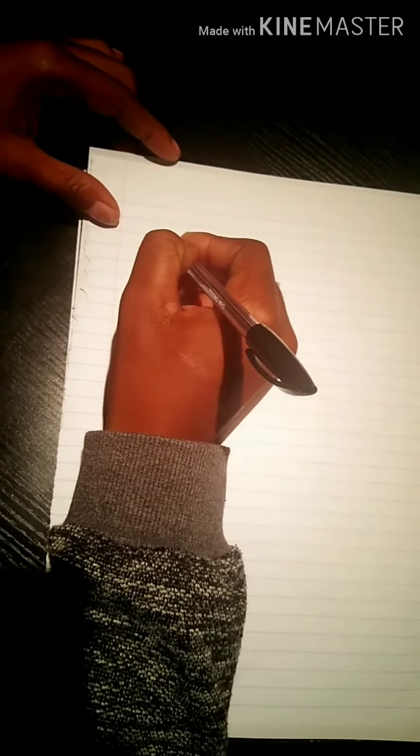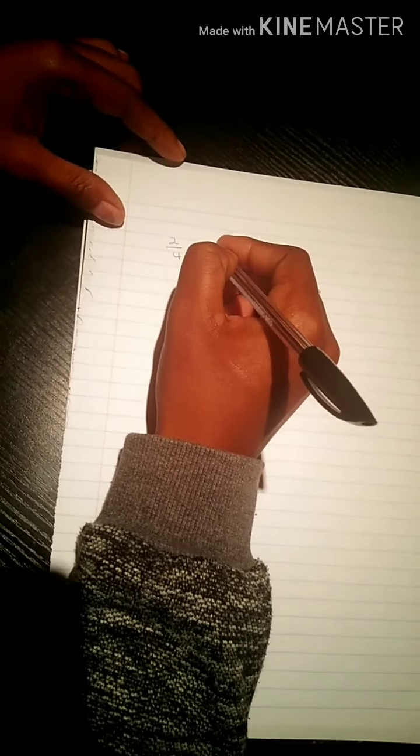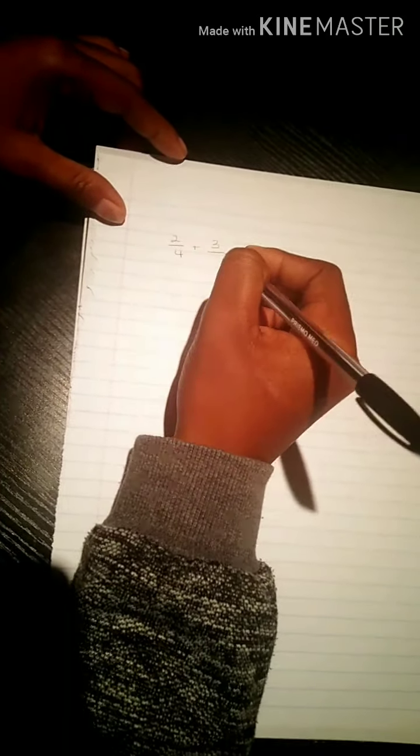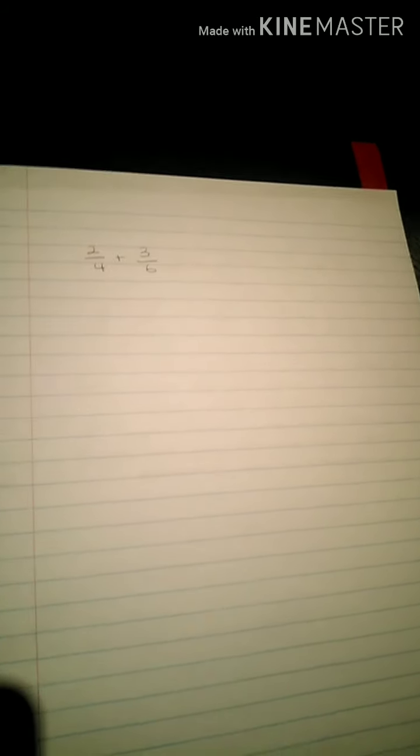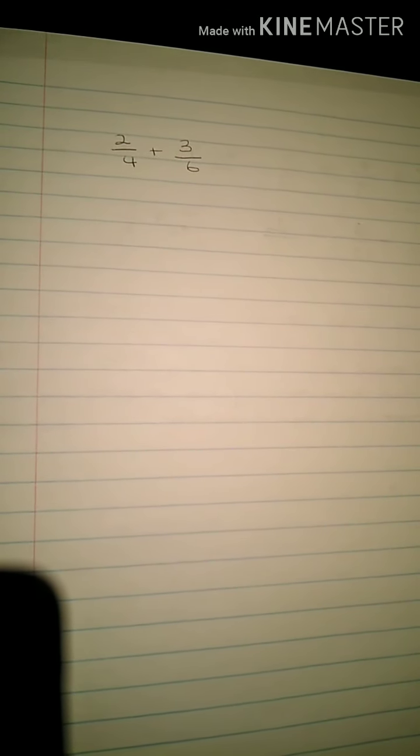Now, the first example, let's say you have 2 over 4 plus 3 over 6. Now, you can see, and it's evident, that the denominators are different. Therefore, when the denominators are different, our mission is to make them the same, to make things easier for us.